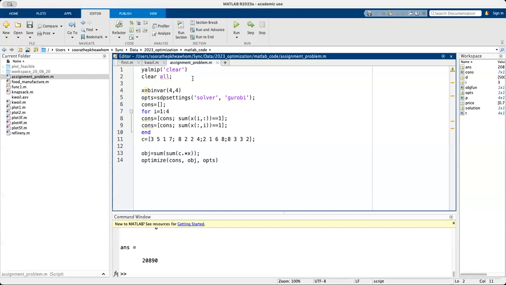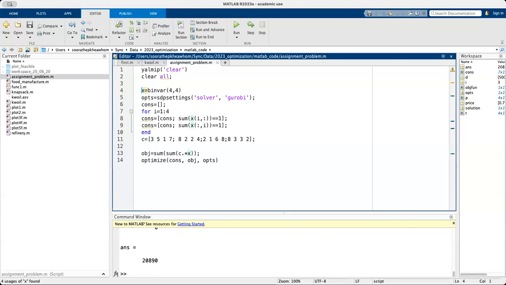We start with clear and clear all. Then, this is interesting: X equals binvar, binary variable. You learned about intvar, and this one is binvar, binary variables. So binvar means that our elements become 0 or 1, just binary.